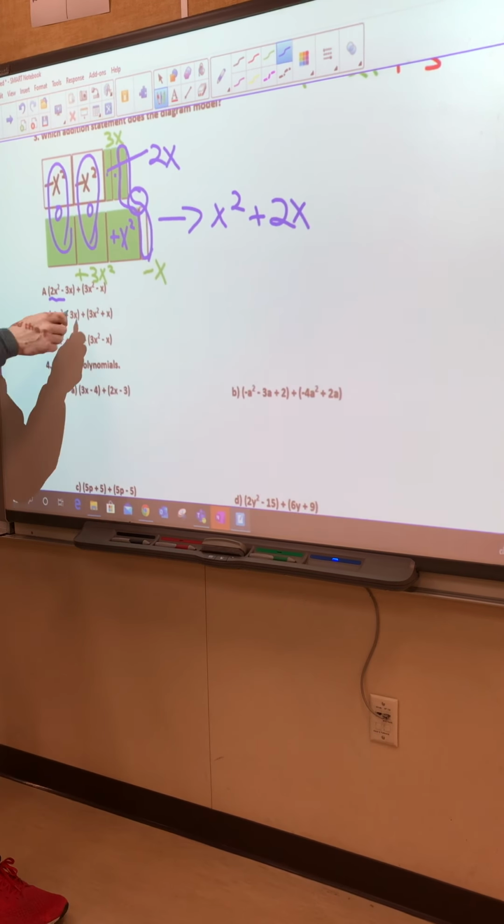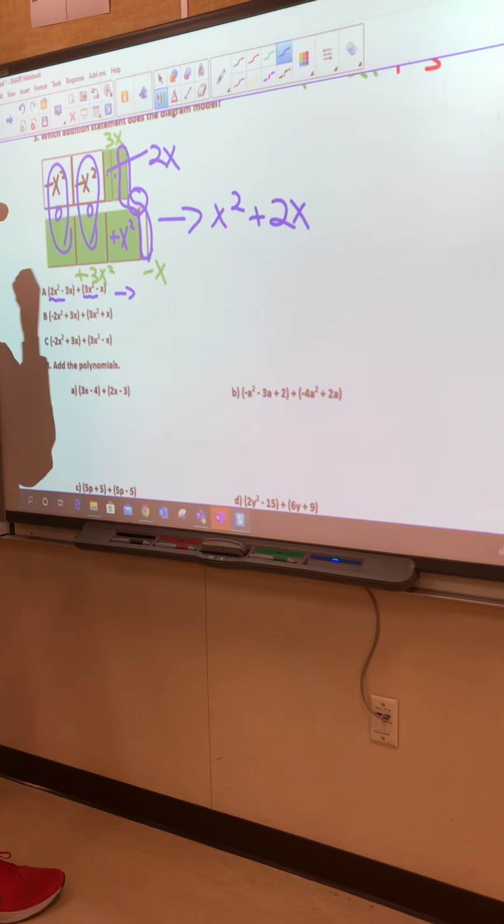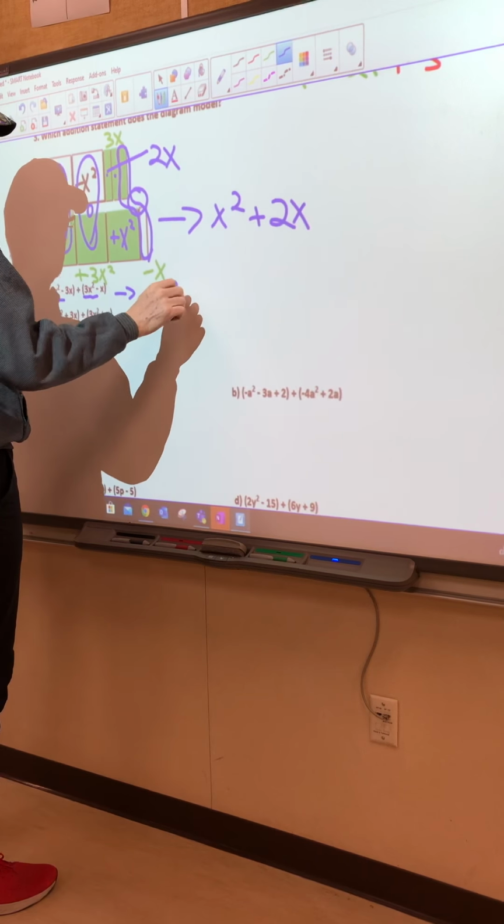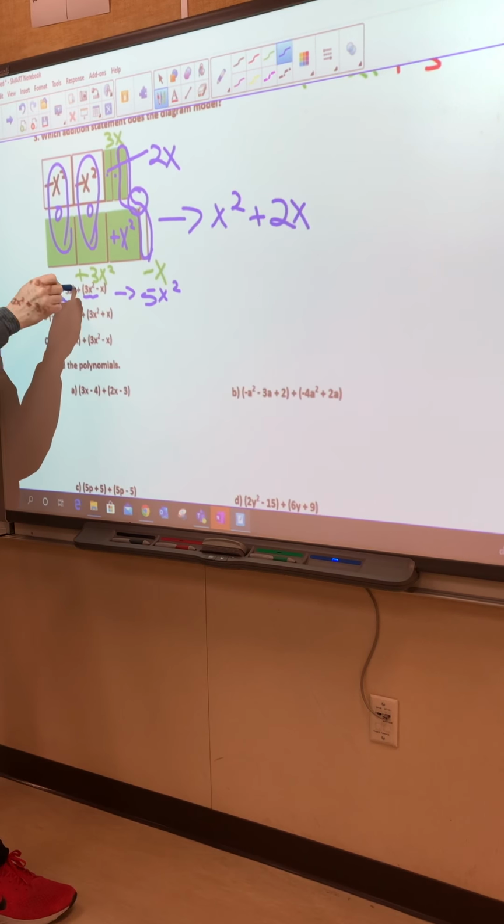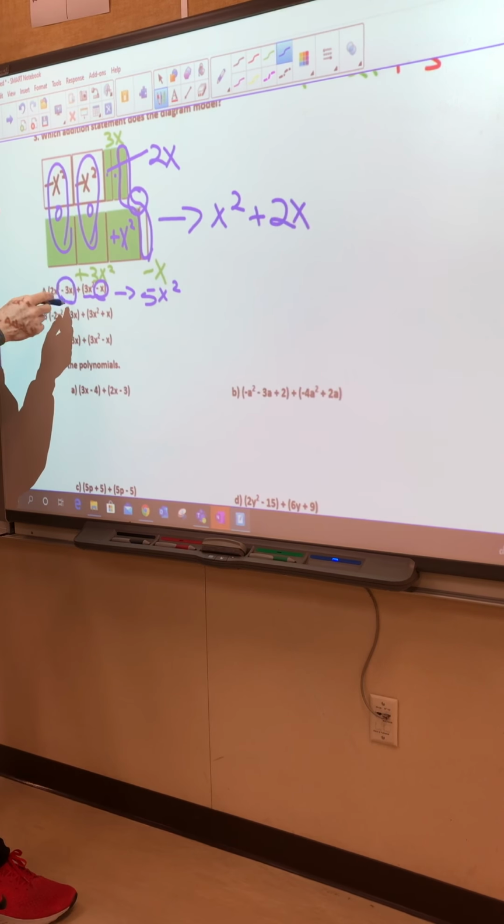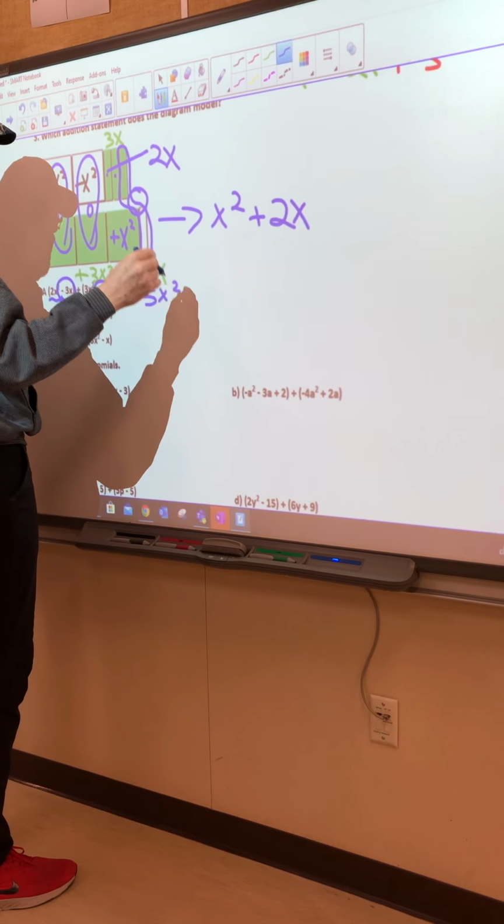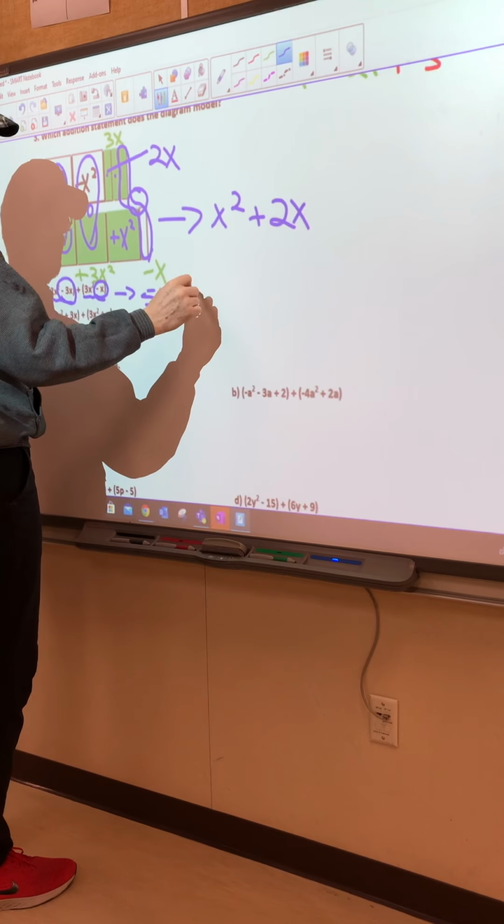So 2x squared, add 3x squared. I think that leads us to 5x squared. Negative 3x added to another negative x. So negative 3x and another negative x added together. Add negatives, get bigger, so we're going to get further away from 0. Negative 4x.